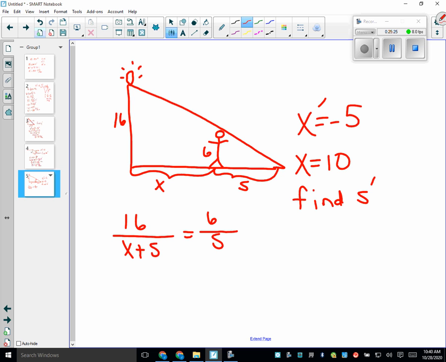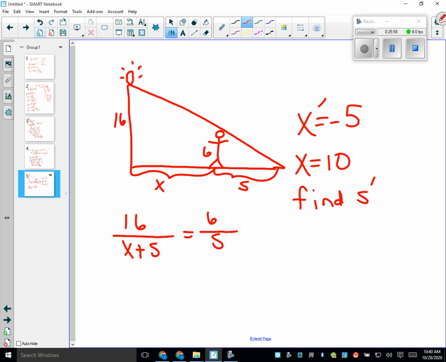It's the side of one compared to the side of the other, equal to the same side of the other one. This to the bottom, this to the bottom. Okay, so why is it x plus s? Because the whole bottom is the whole shebang. Now, cross multiply.